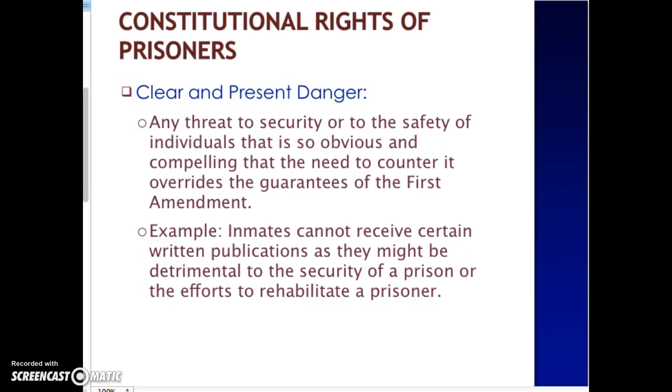So regarding the constitutional rights of prisoners, again, we also have the element of clear and present danger, basically any threat to security or to the safety of individuals that is so obvious and compelling that the need to counter it overrides the guarantees of the First Amendment. For example, inmates cannot receive certain written publications as they might be detrimental to the security of a prison or the efforts to rehabilitate the prisoner, meaning that the institution can control what an inmate receives in the mail, as long as it is demonstrated that it shows a clear and present danger to the institution or to the inmate in his rehabilitative efforts.